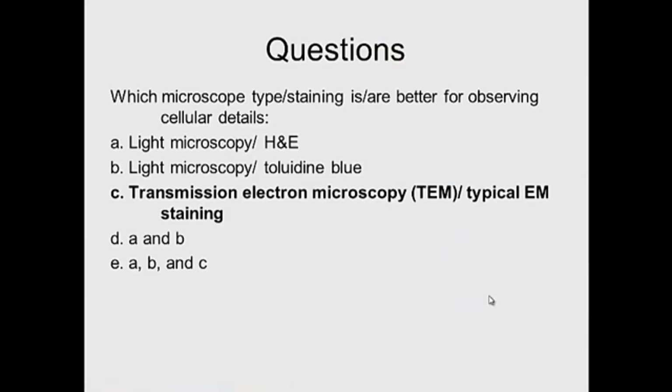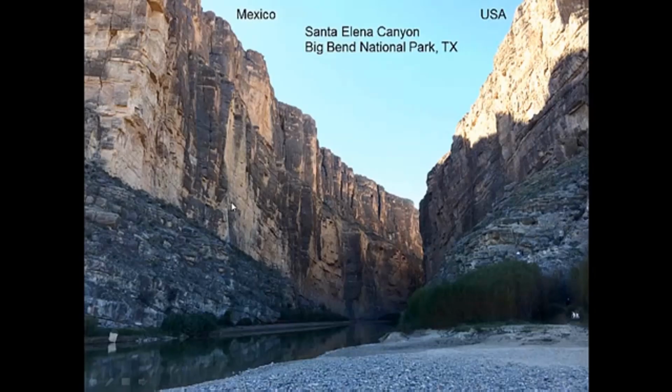One question that we want to ask: which type of microscopy or staining is better for observing cellular detail? Light microscopy with toluidine blue, with H&E, or transmission electron microscopy, typical EM staining? And the answer is, toluidine blue can show certain more detail in the cytoplasm than you can see with H&E, but transmission has by far a higher resolution and is able to show more detail.